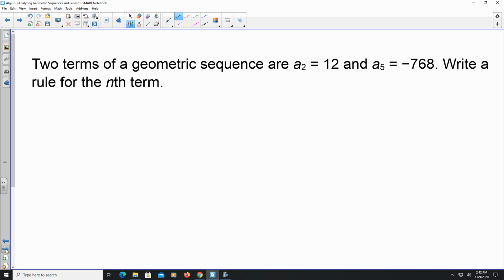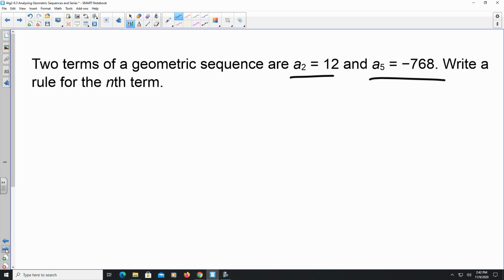All right, and now in this particular scenario, they gave us 2 terms in the sequence. A sub 2 is 12, and a sub 5 is negative 768. So what you're going to do is, since we don't know 2 things, we don't know what a sub 1 is, and we don't know what the common ratio is. So we don't know a sub 1, and we don't know r.